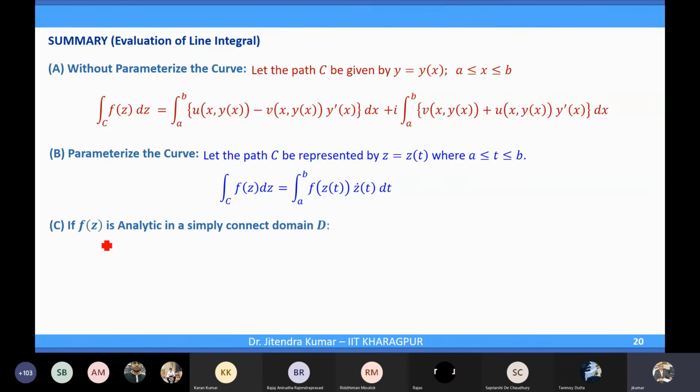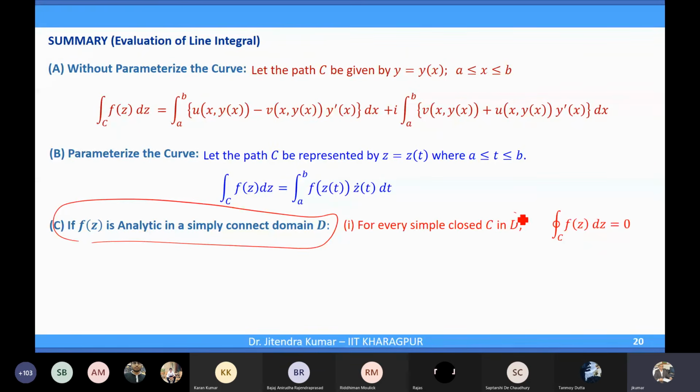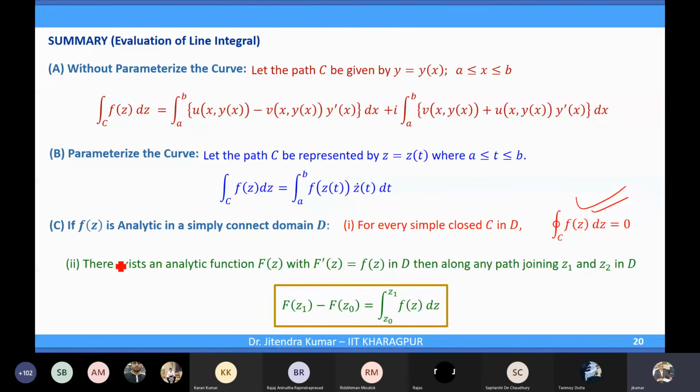If f(z) is analytic in a simply connected domain, then there are two scenarios. One is if you have a closed curve C in D, then the value of this integral is equal to 0. The second situation we have dealt with is that there exists an analytic function F(z), that means a primitive, so that F prime z is equal to f(z) in D, and along any path z1 to z2 the integral will depend only on the endpoints. The value will be F(z2) minus F(z1).